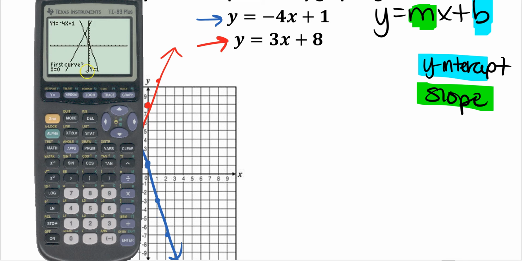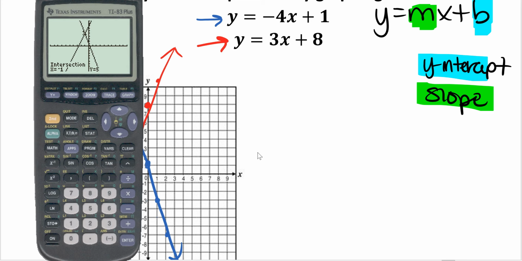And so now I'm just defining the 2 lines that I want it to find the intersection of. So first curve, press enter. Second curve, press enter. And now it's asking me to guess. I will press enter. And now it tells me what the intersection is. -1, 5, which is what it looked like on my handwritten one, but it was just hard to see.